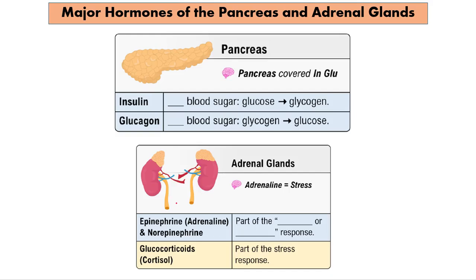Now, let's go ahead and focus on the pancreas first, and then we'll get into the adrenal glands. As you can see, the pancreas is a long yellow gland that's going to be tucked in by the stomach, and the whole goal of the pancreas is to regulate blood sugar and blood glucose level.